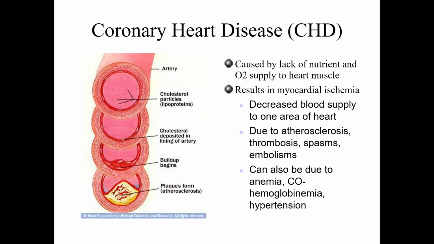Coronary heart disease is caused by a lack of nutrients and oxygen supplied to the heart muscle. It results in myocardial ischemia. You have a decreased blood supply to one area of the heart due to atherosclerosis, thrombosis, spasms, and embolisms. It can also be due to anemia, carbon monoxide or CO, hemoglobinemia, or hypertension.